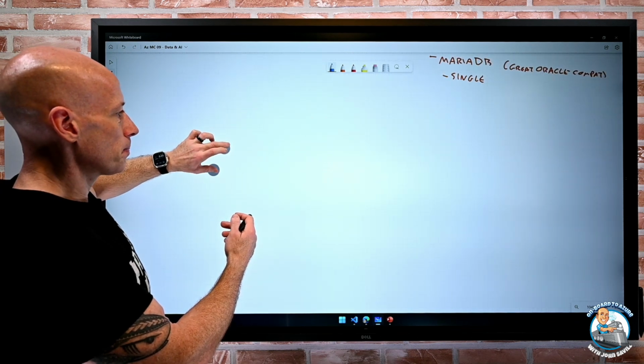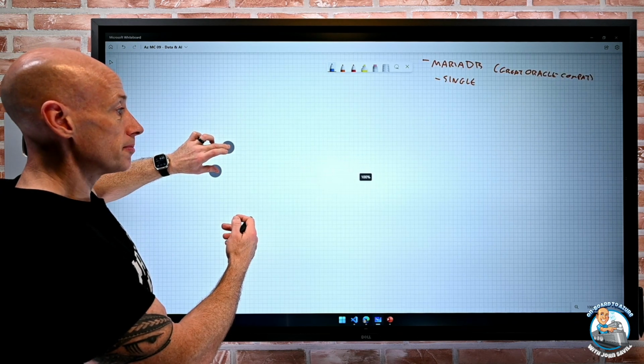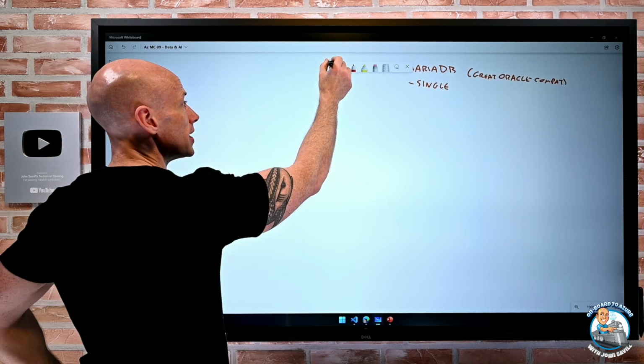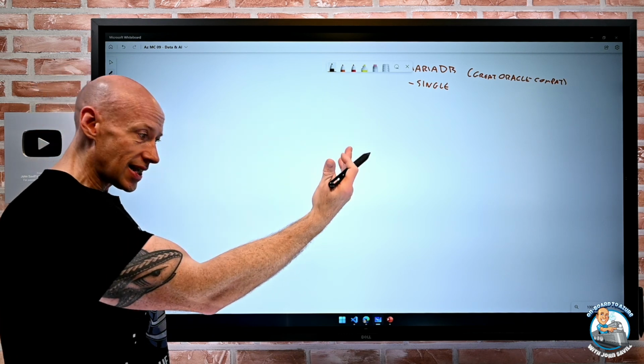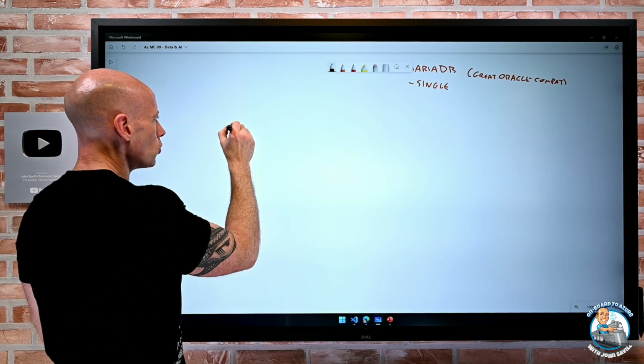So over here, I have multiple sources of data. Now my sources could come from anywhere. Could be on-prem, could be from a cloud, could be from a SaaS solution. But I've got some source.